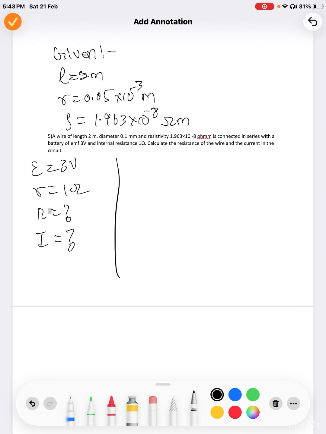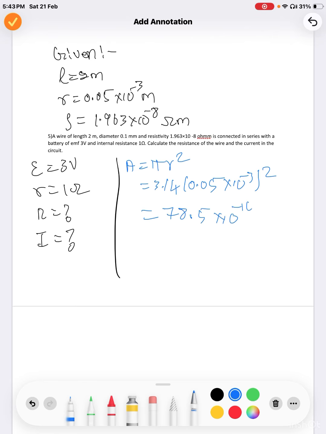So if I want to do this, I should find the resistance value first. Before finding that, you have to find the area. So what is the area? Area equal to pi r square. So pi is 3.14 and radius is 0.05 × 10 to the power of minus 3, whole square. After multiplication, that becomes 78.5 × 10 to the power of minus 10 meter square, which is the area. So once I got the area, next we can directly go to the resistance value.